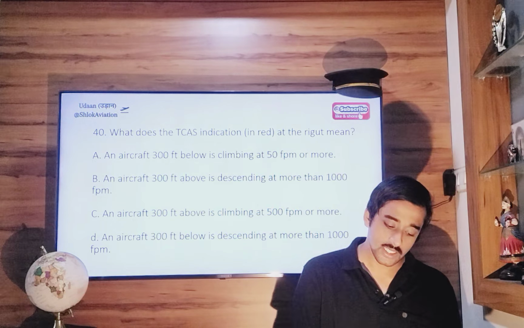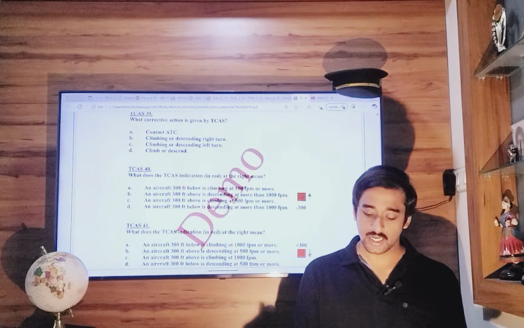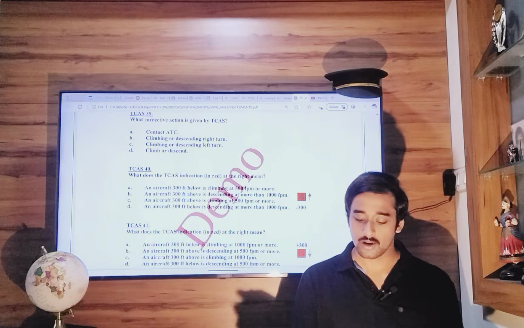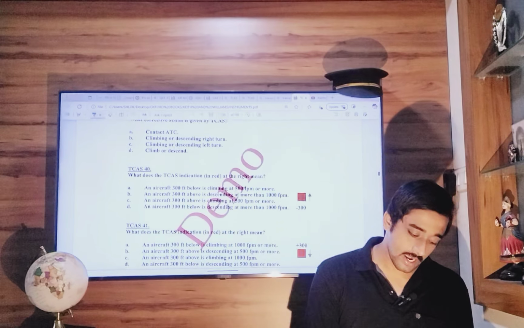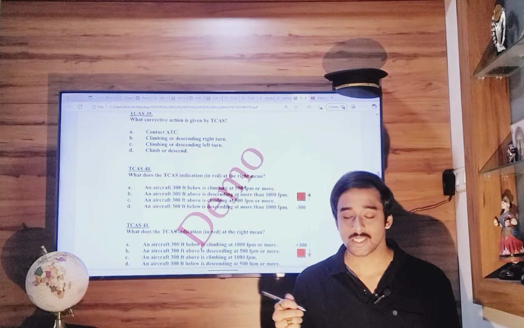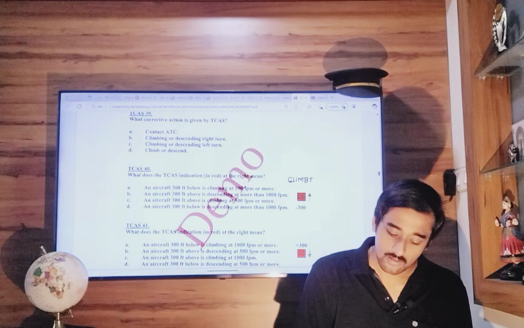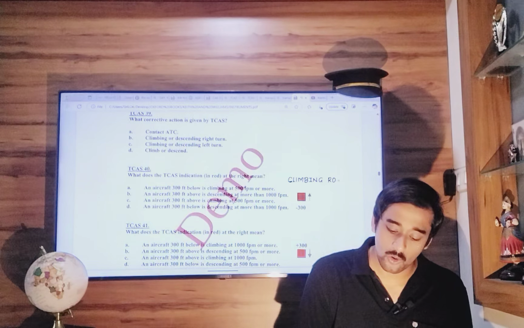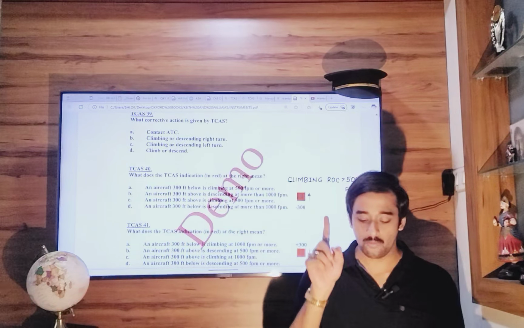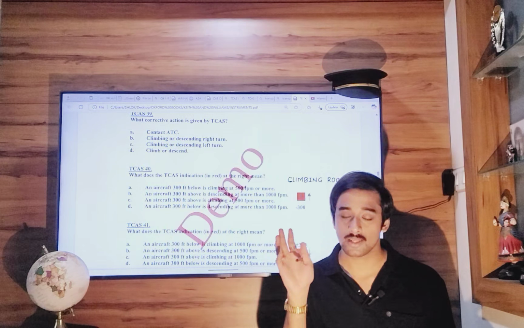Question 40. What does the TCAS indication in red mean? So let's diagram. Here is a picture. So red square means a resolution advisory. Now here, the arrow. The meaning of this arrow is that the conflicting traffic, the traffic in your vicinity is climbing at a rate of climb which is more than 500 feet per minute. Okay, so that up arrow shows the trend of that conflicting traffic, the trend.